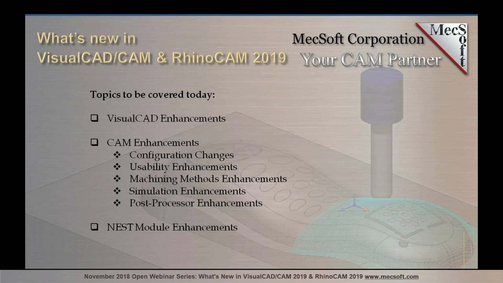As far as the webinar title and topics, today's topic is What's New in VisualCAD CAM and RhinoCAM 2019. The first area we're going to look at is VisualCAD enhancements. Then CAM enhancements would be next, and we'll look at both the VisualCAM as well as the RhinoCAM products. We'll be talking about the configuration changes, some of the usability enhancements, and most important, the machining methods enhancements, what has gone into some of our machining algorithms and the options and parameters. Also simulation, toolpath simulation and material removal simulation enhancements, and post-processor enhancements, quite a few changes there as well. We also spent a lot of time on the Nest module, based on a lot of your requests, and Uday is going to be showing you those enhancements as well. So Uday, go ahead and take it away.